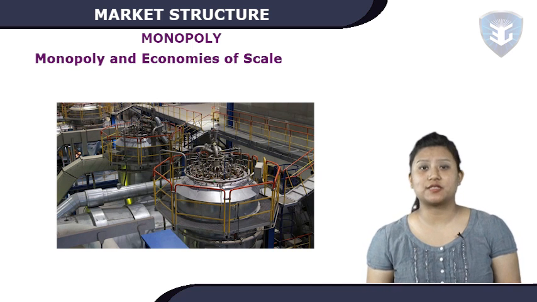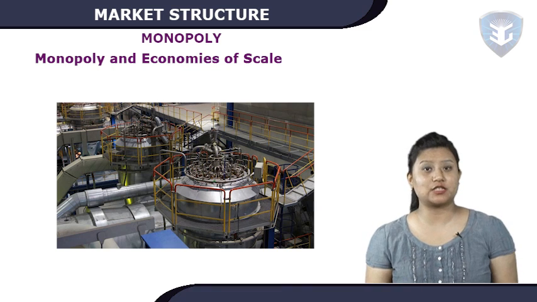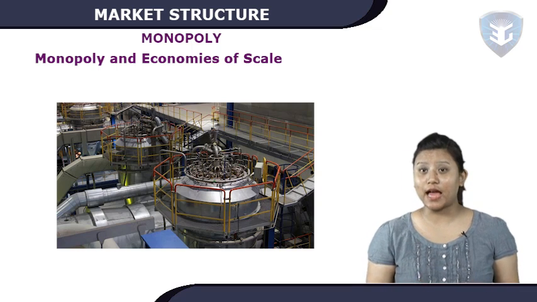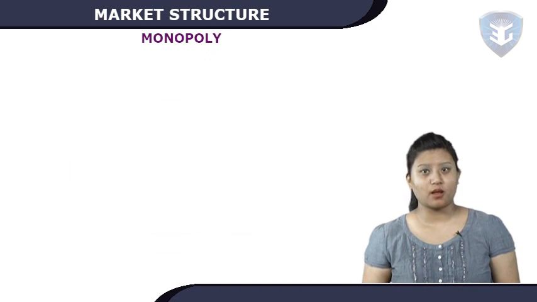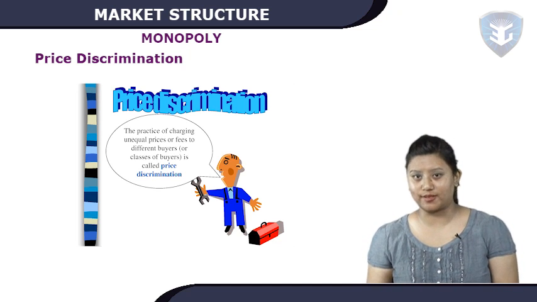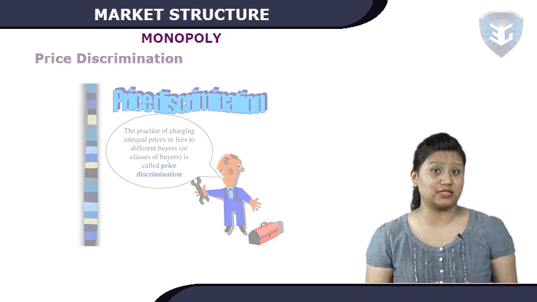Can monopoly be defended? Monopoly and economies of scale. Because monopoly producers are often supplying goods and services on a very large scale, they may be better placed to take advantage of economies of scale, leading to a fall in the average total cost of production. Price discrimination. Are there potential welfare improvements from price discrimination? Some forms of price discrimination benefit certain consumers.